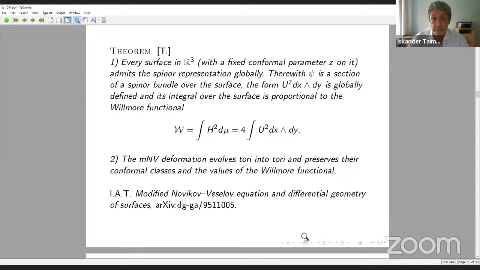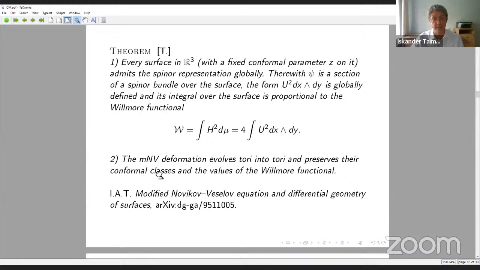What is the most interesting is that the form u squared dx dy is globally defined. Its integral over the surface is proportional to the Willmore functional. So the Willmore functional evaluates the squared norm of the deviation of the free Dirac operator with u equals 0 from the given Dirac operator which comes into the representation. So this point appeared to be the most interesting for me.